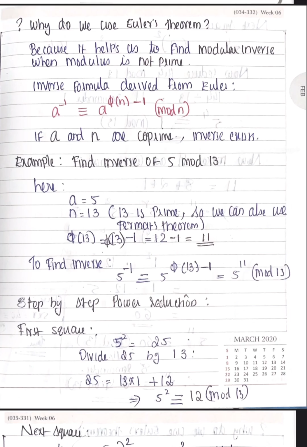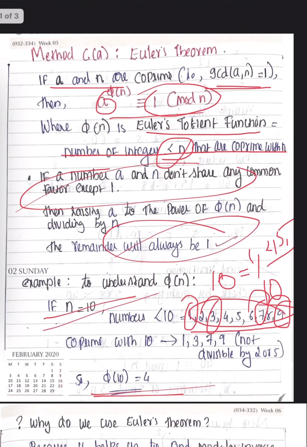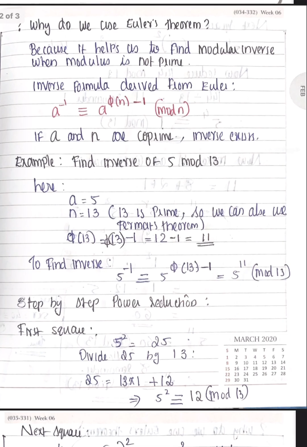Then, why do we use Euler's theorem? Because it can be used to find the modular inverse when the modulus is not prime, where we apply the inverse formula. In this equation we can divide both sides by A. So the expression becomes A raised to minus 1 congruent to A raised to phi of N minus 1 mod N. Here, if A and N are coprime, that means the inverse exists.